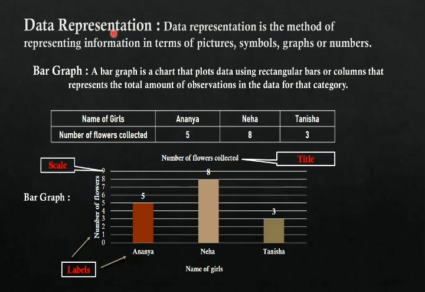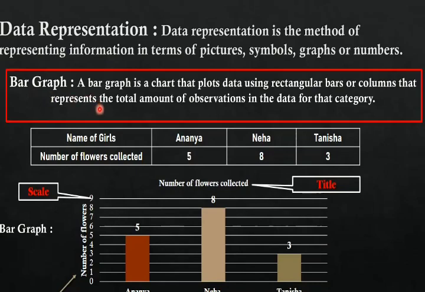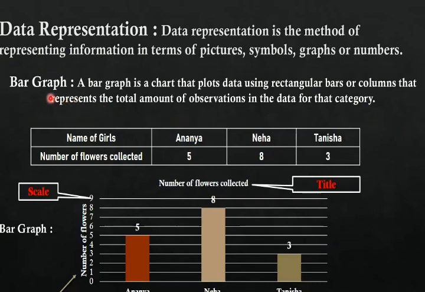Next, there are different methods of data representation. One of them is the bar graph. A bar graph is a chart that plots data using rectangular bars or columns that represent the total amount of observations in the data for that category. This is what we call a bar graph. A bar graph may be horizontal or vertical.